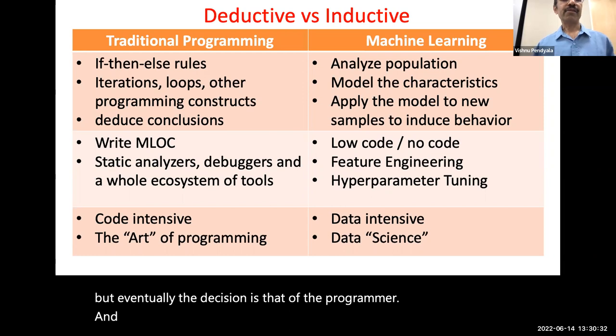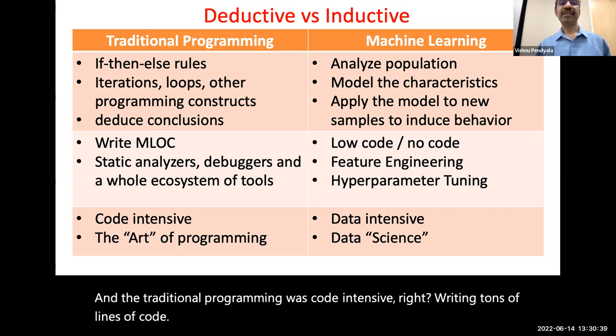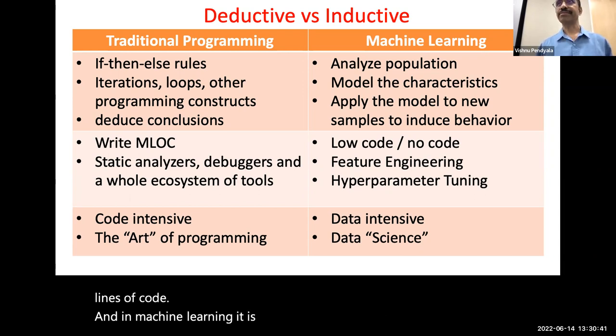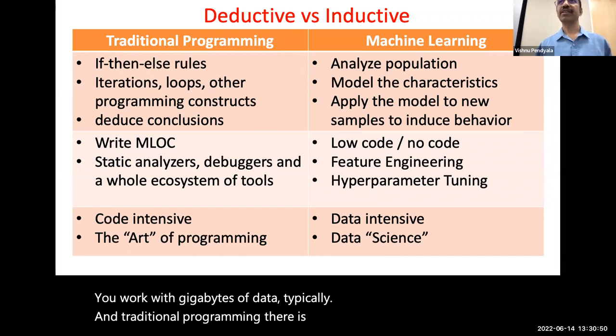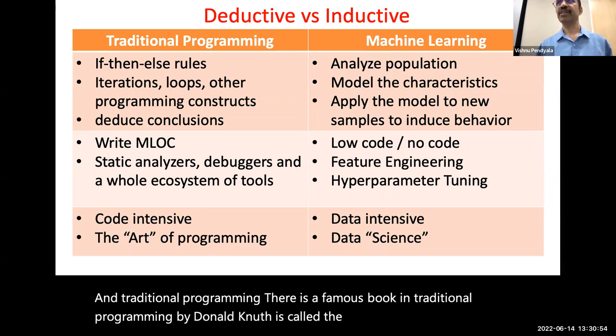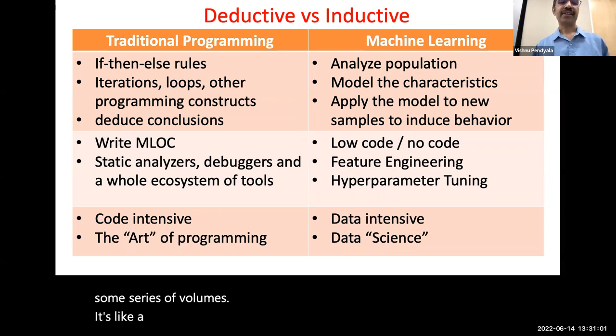And traditional programming was code intensive, right? Writing tons of lines of code. And in machine learning, it is more data intensive. You work with gigabytes of data typically. In traditional programming, there is the famous book by Donald Knuth, called The Art of Programming. It had a series of volumes. It's like a Bible. I look at that book as more like the science of programming.